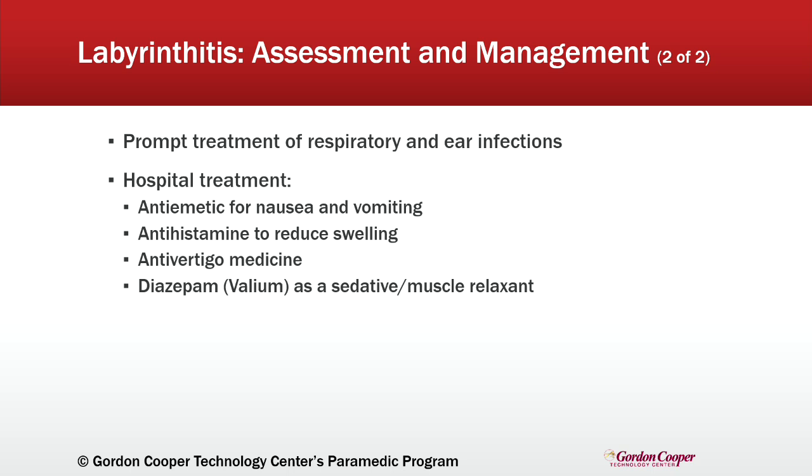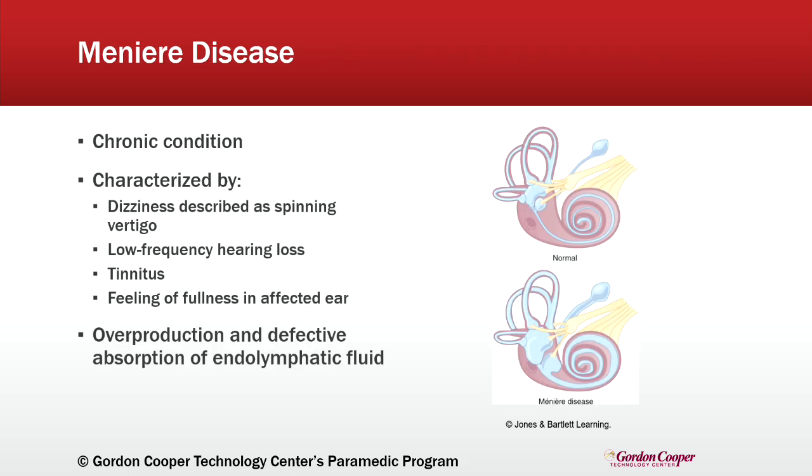When they get to the hospital, they're going to give them some antiemetics to control that nausea, or maintain the ones that we've started giving them. They may give them some antihistamines to reduce swelling. They may use some anti-vertigo medications that are available. And of course, they may just use Valium to sedate them a little bit to reduce the anxiety and cause some muscle relaxation as well.